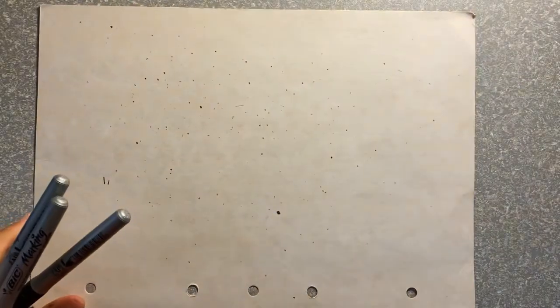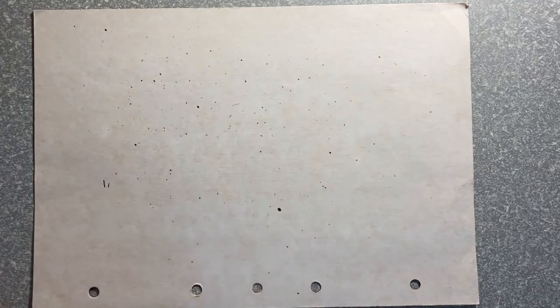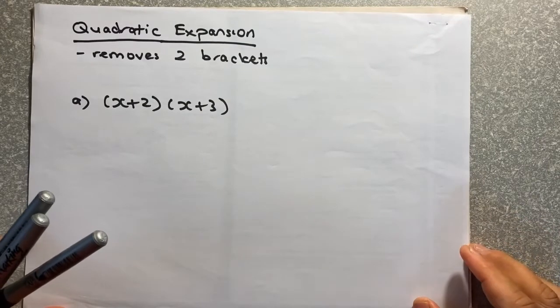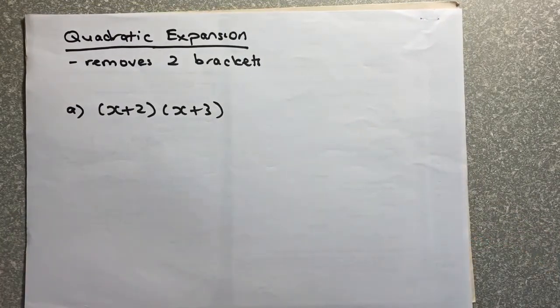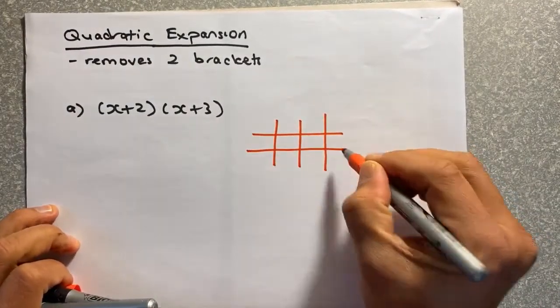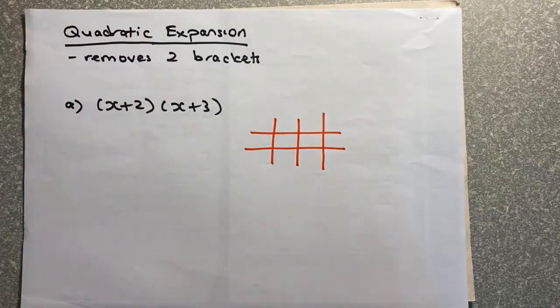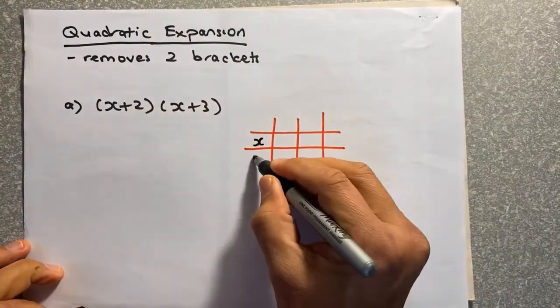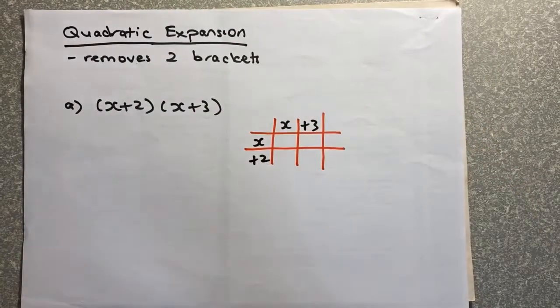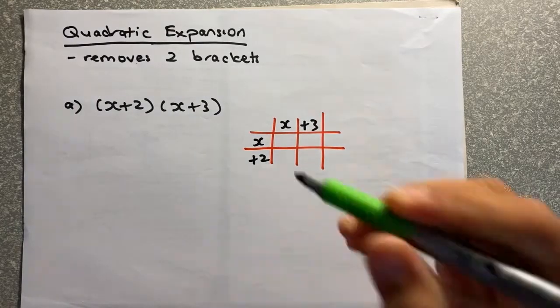Okay, good. We'll proceed. Now we're going to do a quadratic expansion. Now we have 2 brackets and we are going to remove the 2 brackets. The principle is the same. We are going to do the grid, but instead of 1 by 2, we have a 2 by 2 grid. So in this case, there will be a 2 by 2 grid. The first number is going to be x. The next number is going to be plus 2. On this side will be x, and that will be plus 3. Now we are going to multiply them.